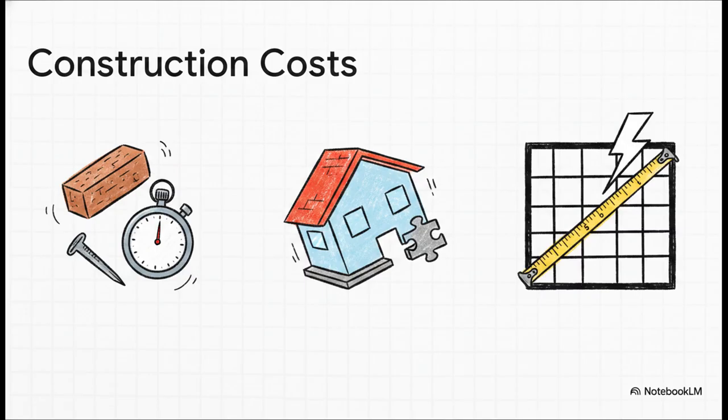Lastly, we have the unit of comparison method. This estimates the cost based on a known cost per square foot or cubic foot. It's the quickest and easiest method, making it super popular. An appraiser might use this very method to quickly estimate a building's replacement cost based on current local construction averages.